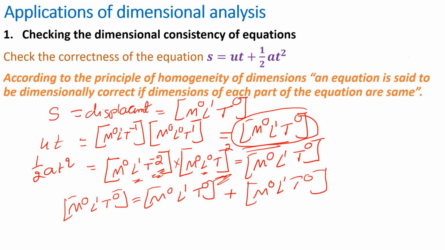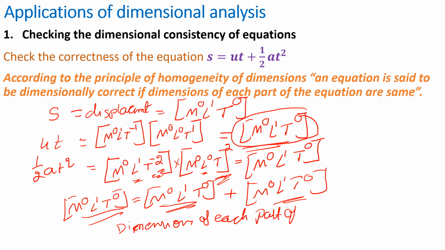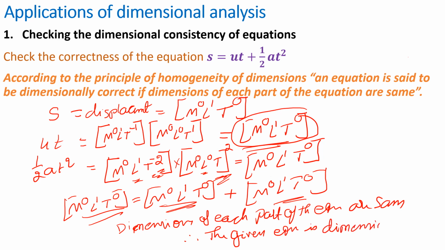Now look at the dimensions of each part. This m0 L1 t0, m0 L1 t0, m0 L1 t0. Hence dimensions of each part of the equation are same. Therefore the given equation is dimensionally correct. That you need to write, dimensionally correct.